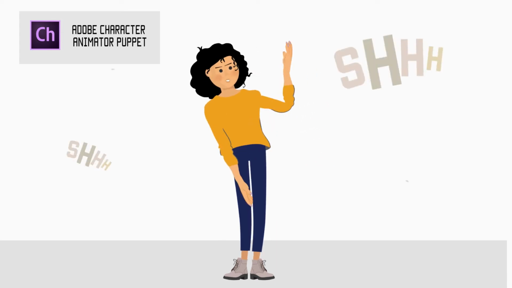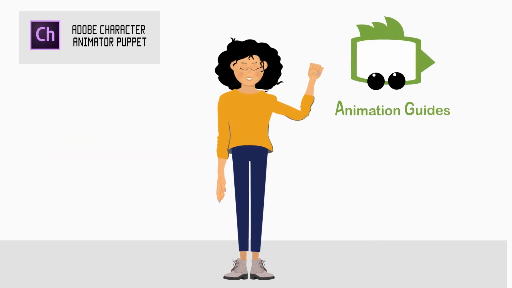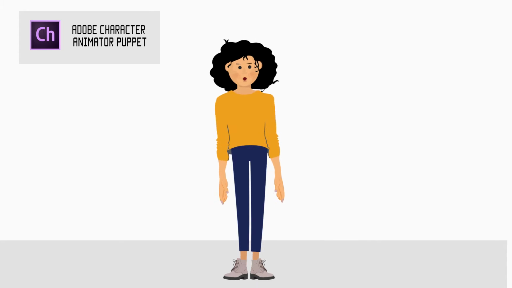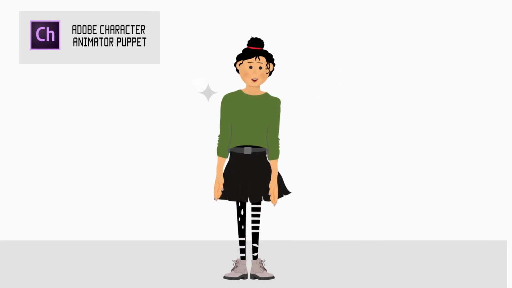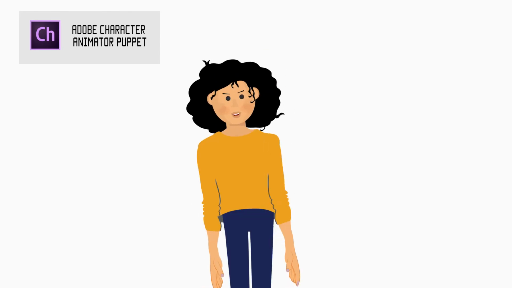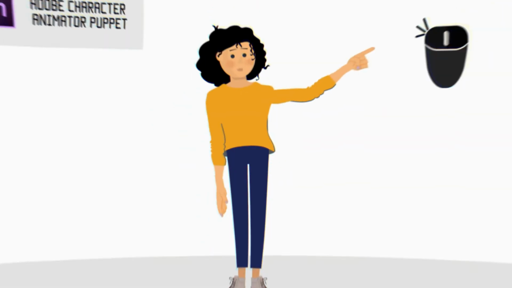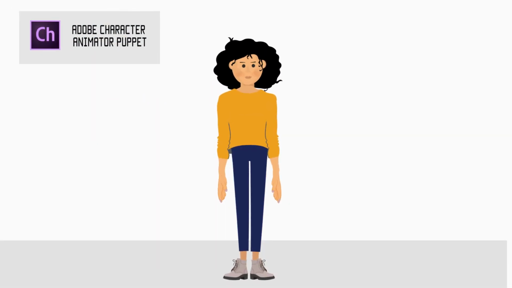But in your projects you can name me whatever you like. I am a vector character created by animation guides. I can also look like this. This. This. This. And more. You can animate me just by dragging your mouse and pressing some keys on your keyboard. You will love how simple that is.